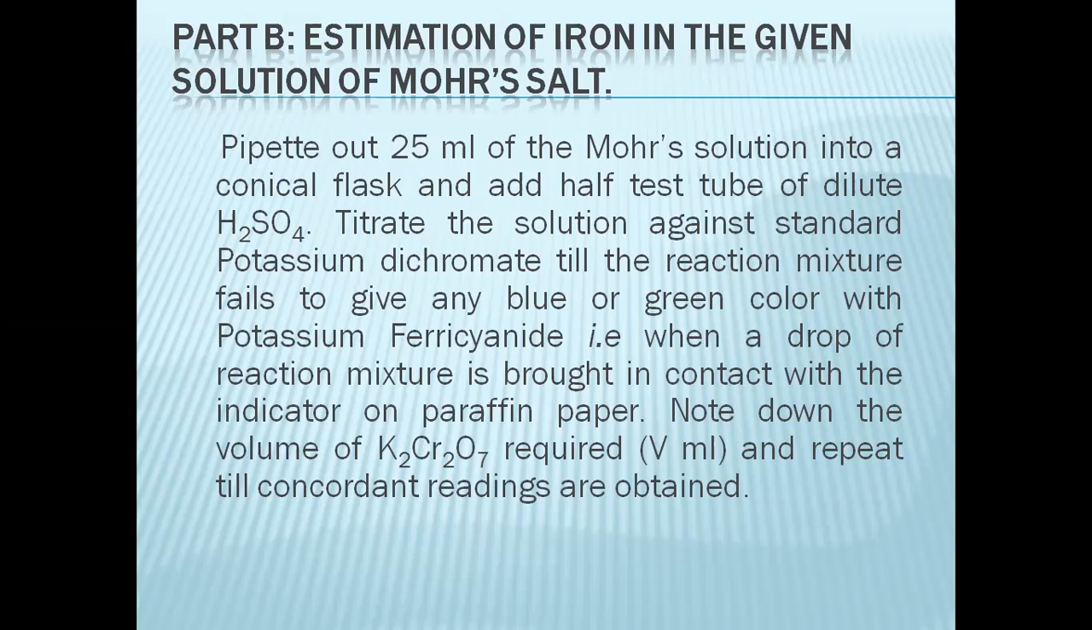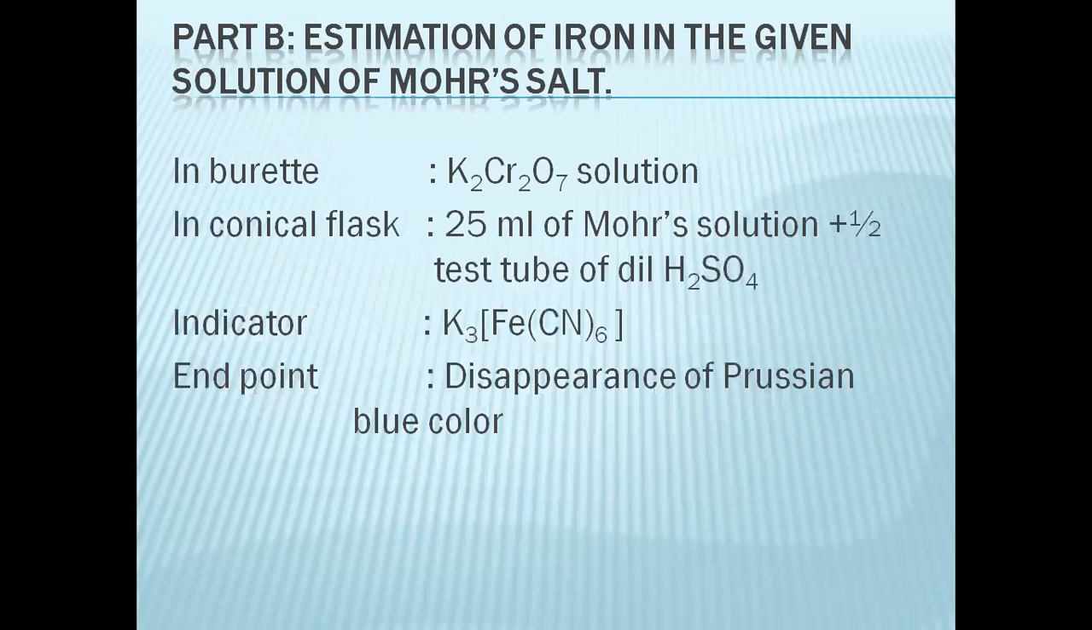Now you note down how much volume of K2Cr2O7 is consumed, that is V mL, and you have to repeat the titration till you get agreeing values, right? So again, in the burette you are taking K2Cr2O7 solution. In the conical flask, you are taking 25 ml of Mohr's salt solution plus half a test tube of dilute H2SO4. Indicator is potassium ferricyanide. End point is disappearance of the Persian blue color, right?